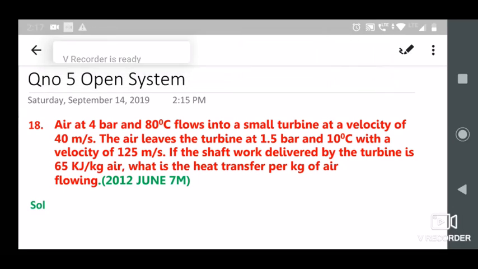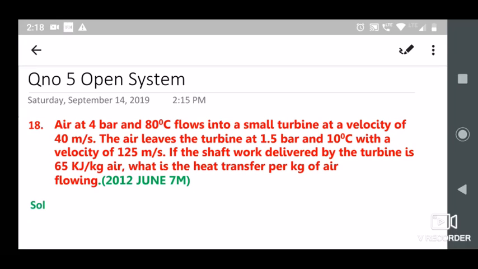Let's move on to another question, which is question number 5 in the open system and question number 18 in the first law, need number 2. Let's read out this question. Air at 4 bar and 80 degrees centigrade flows into a small turbine at a velocity of 40 meters per second. The air leaves the turbine at 1.5 bar and 10 degrees centigrade with a velocity of 125 meters per second. If the shaft work delivered by the turbine is 65 kilojoules per kg of air, what is the heat transfer per kg of air flowing?